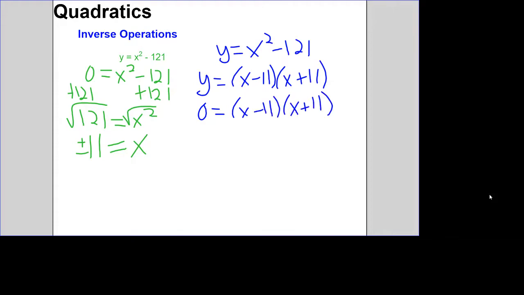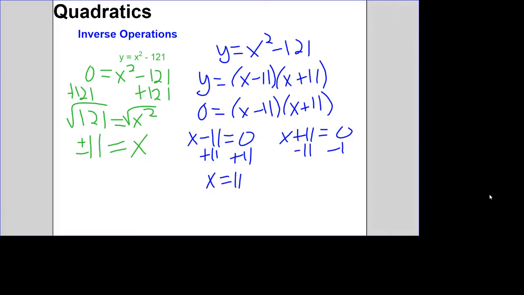And then since we're doing a product here, and the product is equal to 0, that means one or both of these terms have to be equal to 0. So we set each of those equal to 0. And we solve. And so we get the same solutions, negative 11 and positive 11.